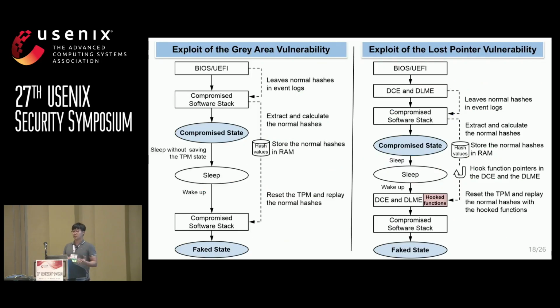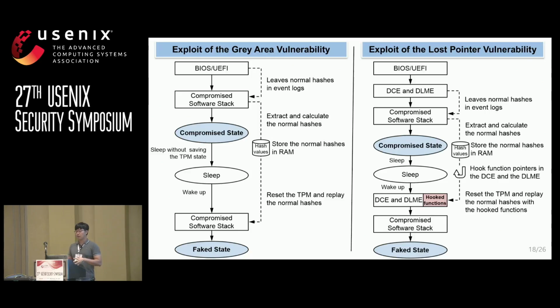We made attack scenarios and exploit code to show that the vulnerabilities we found are not only theoretical problems but also real threats. On the left of the page, it shows the exploit scenario of the gray area vulnerability. In the case of SRTM, we could extract the normal hashes from the event logs in the API and UEFI data area. So we could change the compromised state to a faked state by resetting and replaying the normal hash to the TPM.